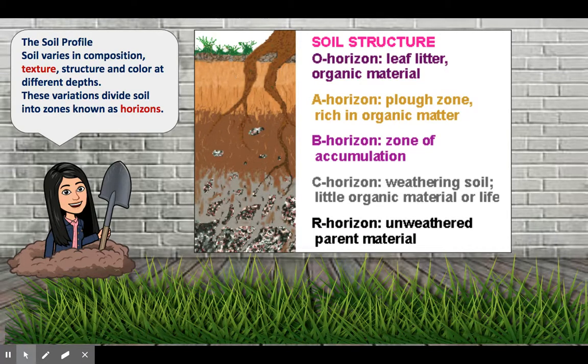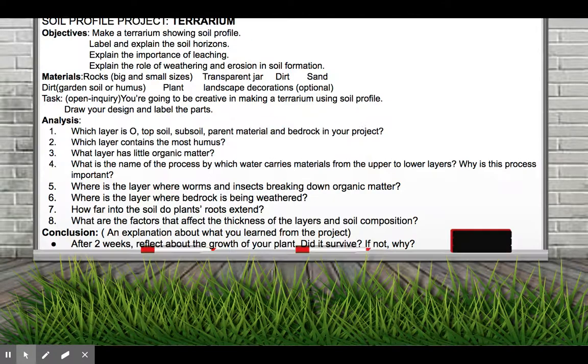On top of that is the A horizon. This is the plow zone. This is very rich in organic matter, so you can find lots of humus here. In the O horizon, you can find leaf litter and organic material.